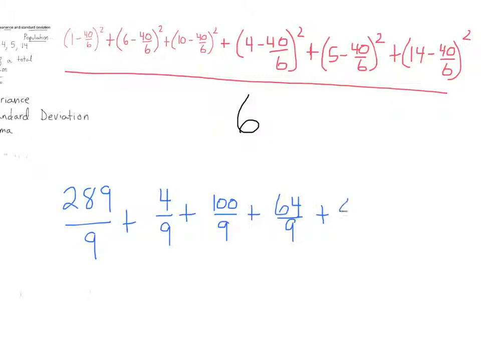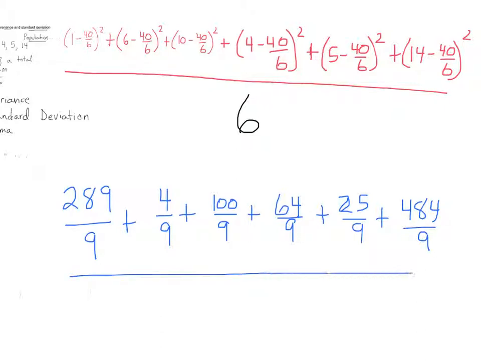I get 25 over 9. And whenever I do 14 minus 40 over 6 squared, what do I get? 484 over 9. And then that's all over 6. And now I need to add up each of those fractions.